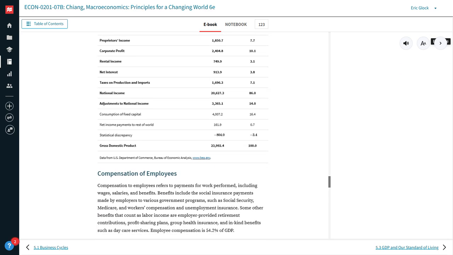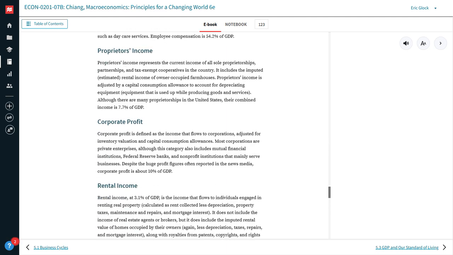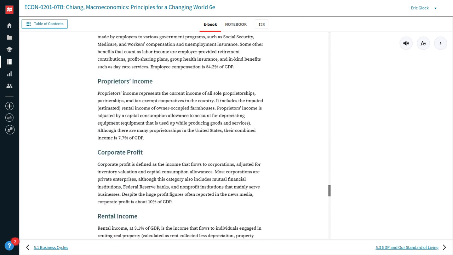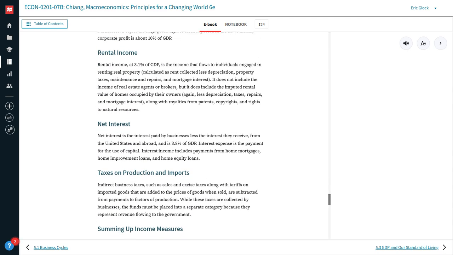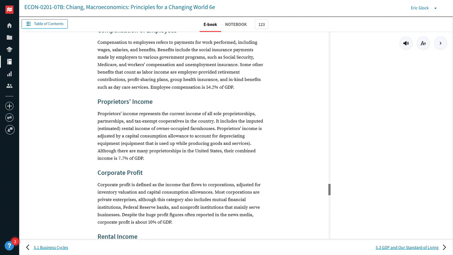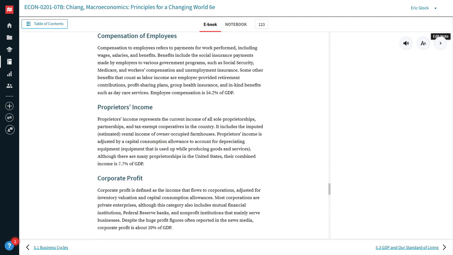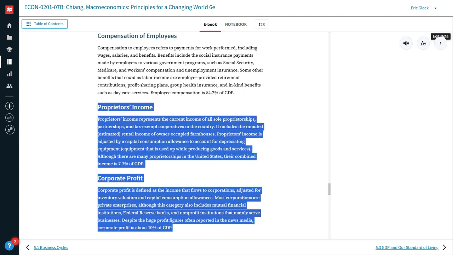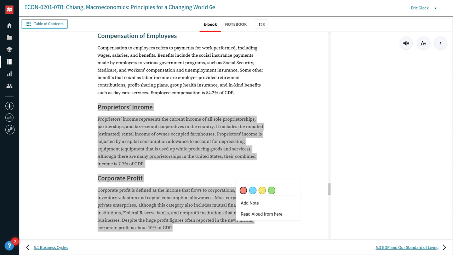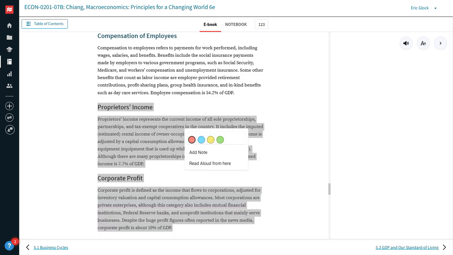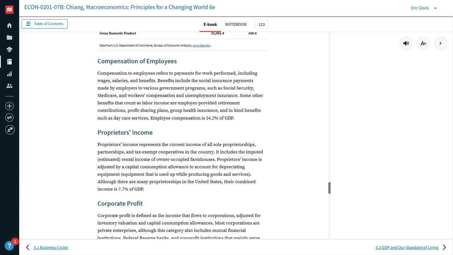Okay, wages right here, compensation to employees. These two both, these two both are putting together corporate profit and proprietor's income. These are both profits. Okay, income, profits. As I said, you may learn differently. For me, same thing. Profit, business income. So one, compensation of employees' wages. These proprietor's income, corporate profit are.